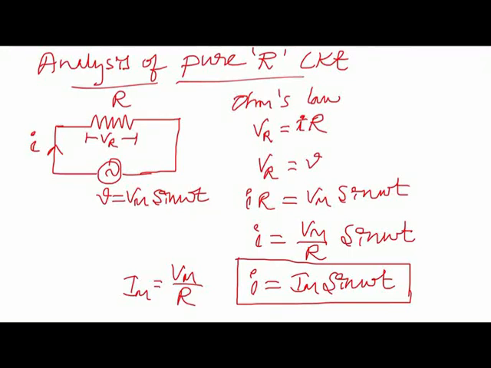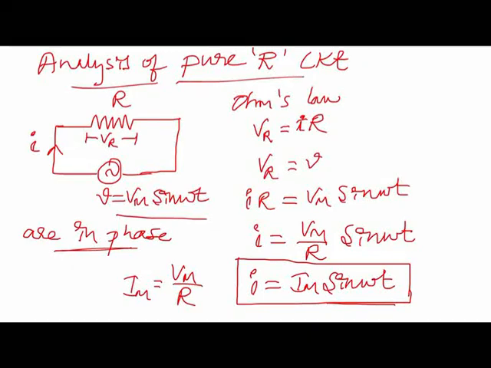So this is the nature of current. From this we can say that V is equal to Vm sin omega t, I is equal to Im sin omega t, so both voltage and current are in phase. In phase means whenever voltage is 0, current will also be 0. Whenever voltage is maximum, current will also be maximum. That is the meaning of in phase. So let us draw the phasor diagram with the voltage and current equations. We know that both are in phase.